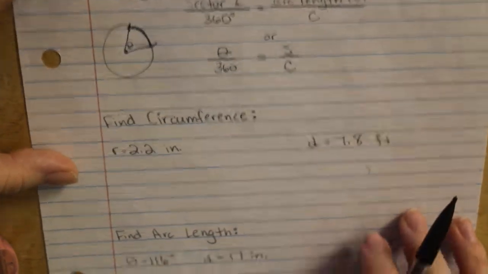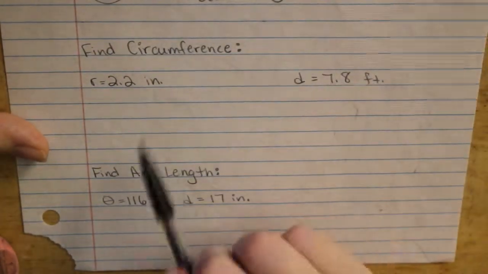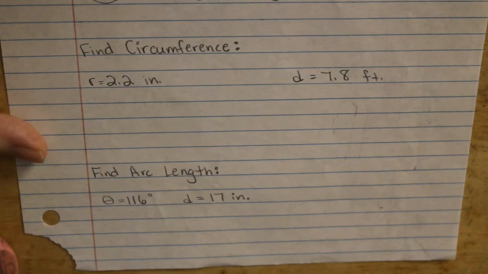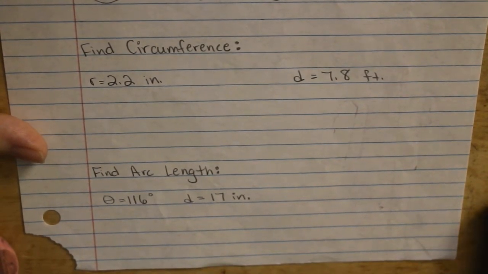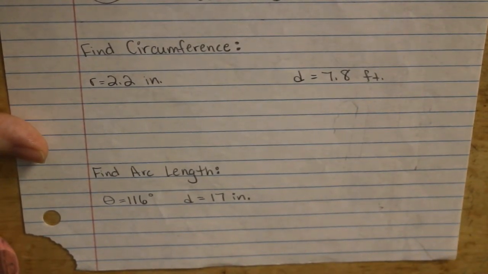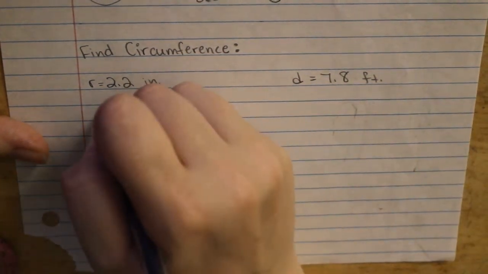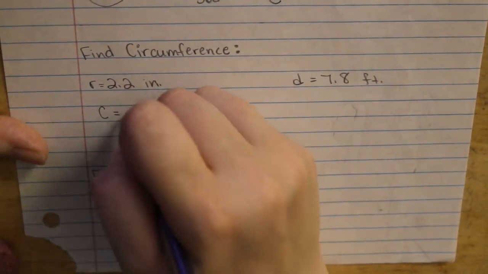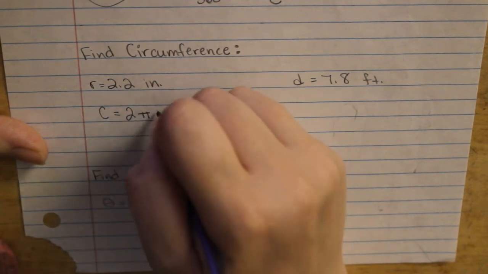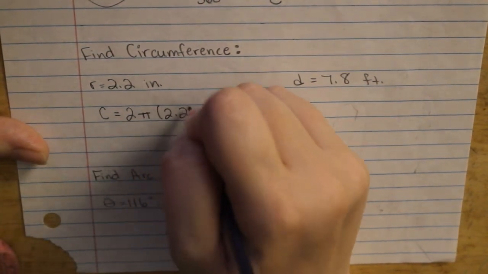I'm going to start off by doing a couple examples for you. I'm going to show you how to find circumference just in case we've forgotten. I've got my phone as my calculator here. I don't think you can see it, but that's okay. We're going to try and find the circumference, so I'm going to use 2 times pi times my radius, which is 2.2.